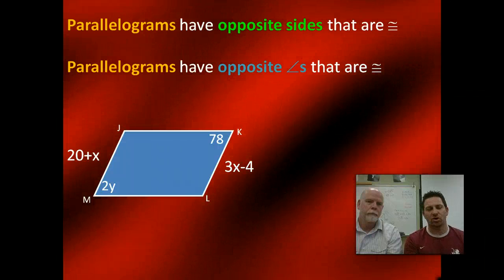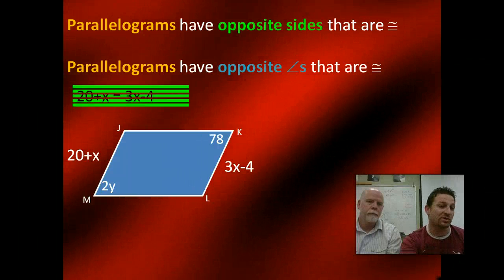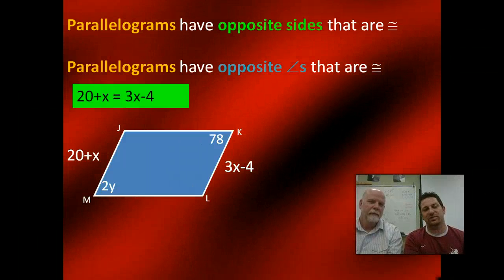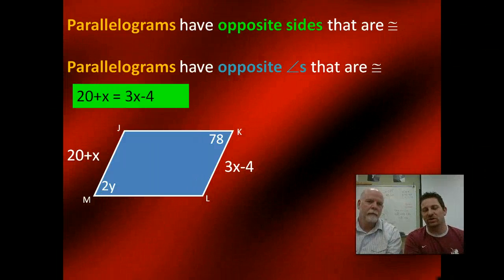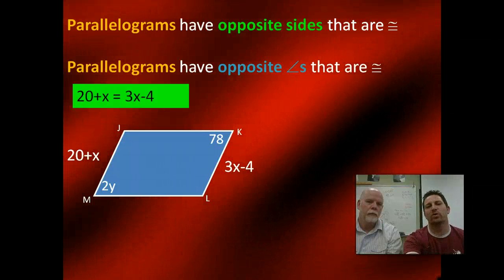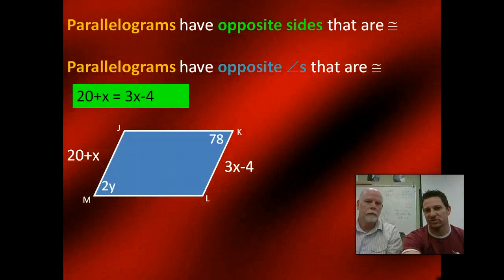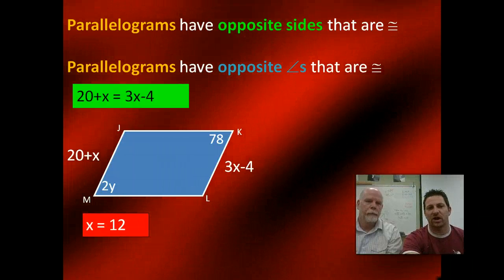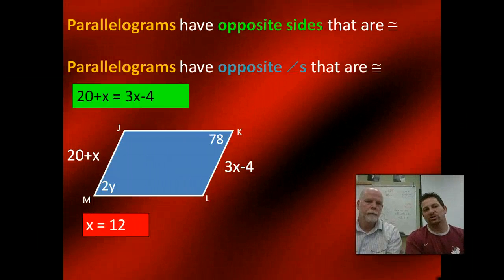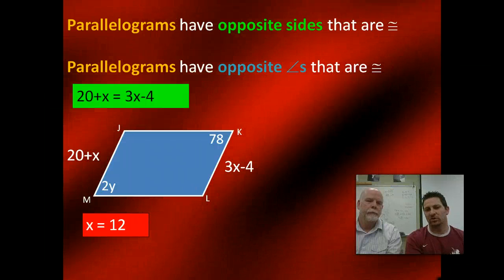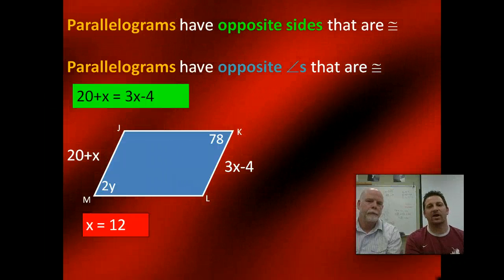To go about doing this, taking the sides first, we just set them equal to each other and now you have a basic algebra equation. You guys should be able to do this no problem. This is a step back from what we were just doing. You move your x, you get 2x. Move your 4 to the other side, you get 24. 24 divided by 2 is 12.